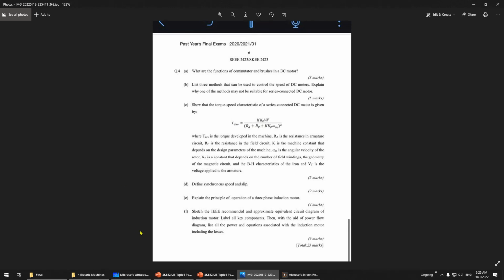It's more towards the theory. You need to know the theory, and then you have to explain what is available, and show the derivation. You have to show the derivation, define what the speed is and everything. You have to draw. So this is for past year, it's something like this.